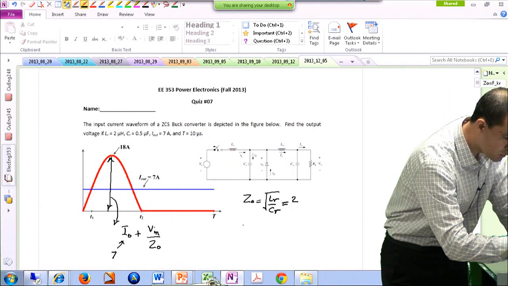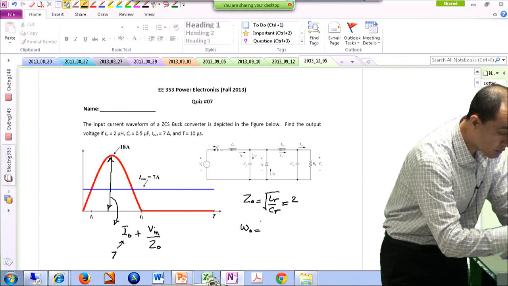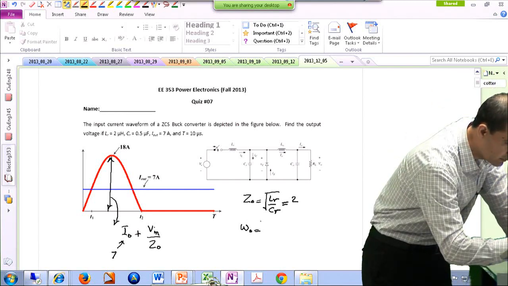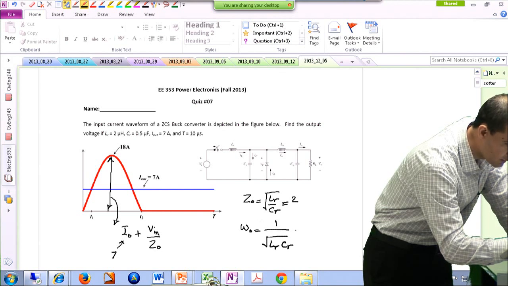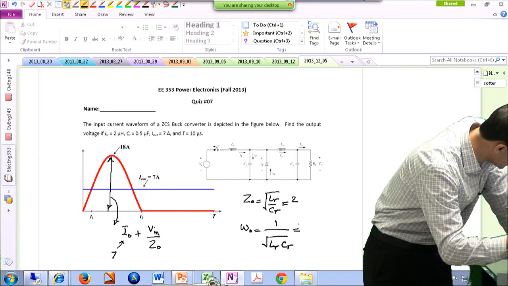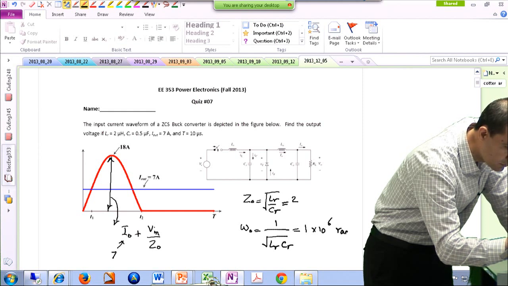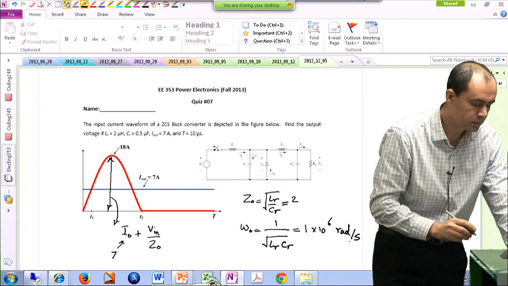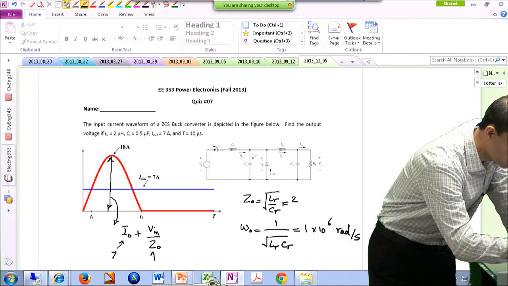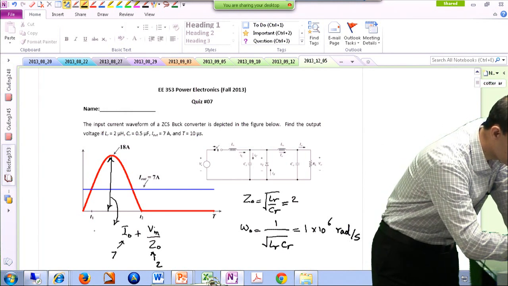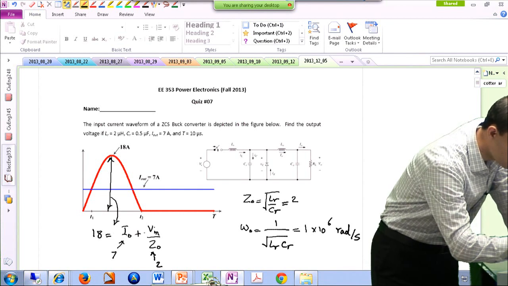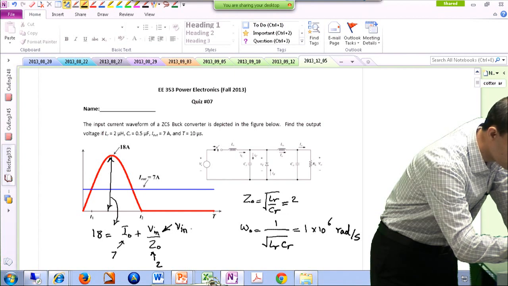Since we are here, we can also calculate omega naught, the resonance frequency, because we are going to need it later. This turns out to be 1 megaradians per second. All right, so now this is 2, the whole thing is 18, so this will give you a V in of 22 volts.